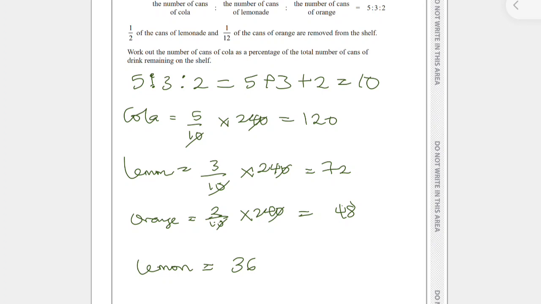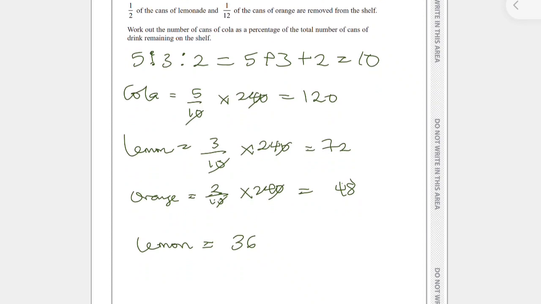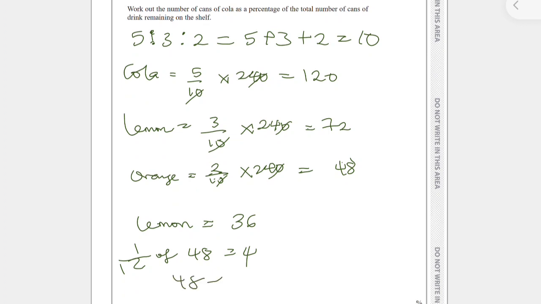Then 1/12 of the cans of orange are removed from the shelf. So what is 1/12 of 48? 1/12 of 48 is 4, right? So if you take away 4 from 48, 48 minus 4 equals 44. So that means the remaining orange is equal to 44. Are you with me?